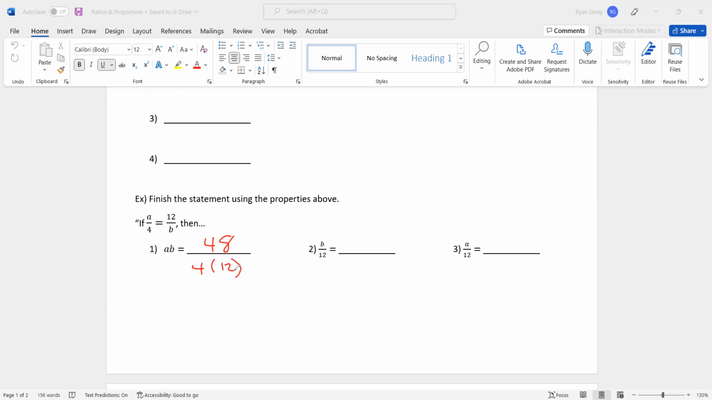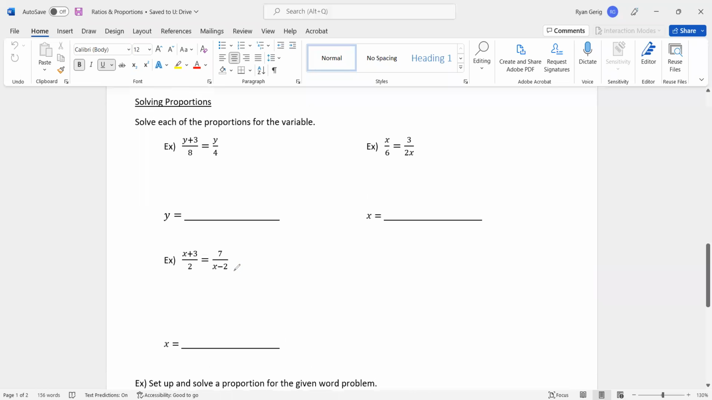4 times 12, right? I'm going to go ahead and simplify it if I can. In this case, I could. All right, b over 12, so that's the reciprocal of the second ratio. So I'm going to take the reciprocal of the first ratio, so it's just going to be 4 over a. Third one, a over 12, that's the numerators of the original. And I started with a, so I have to start with 4 over b. Okay, that's just using the properties in those examples there.